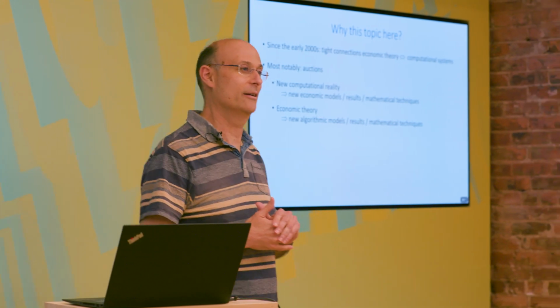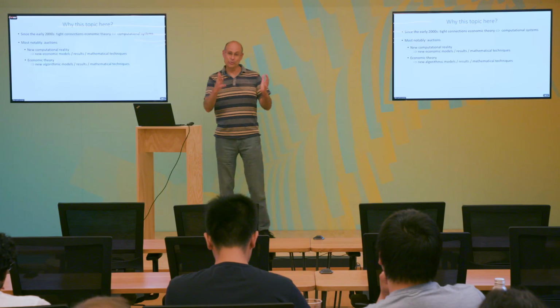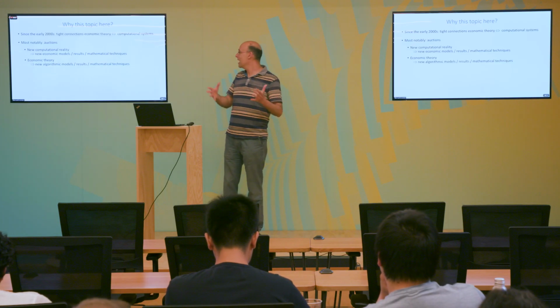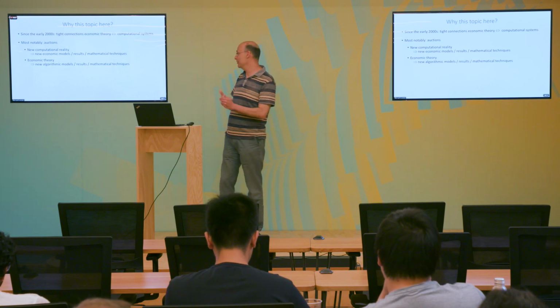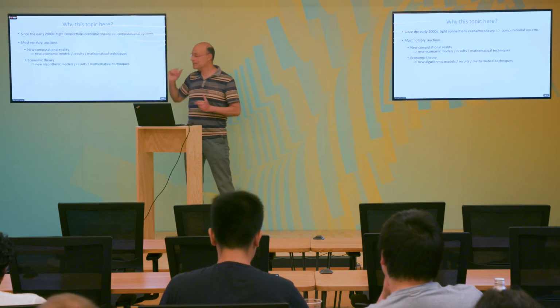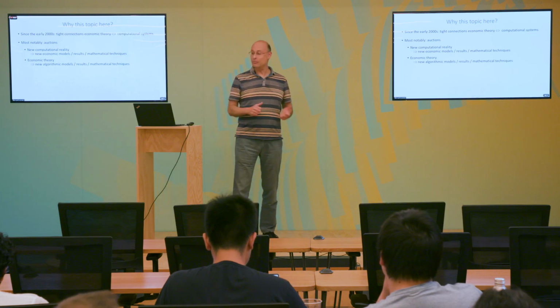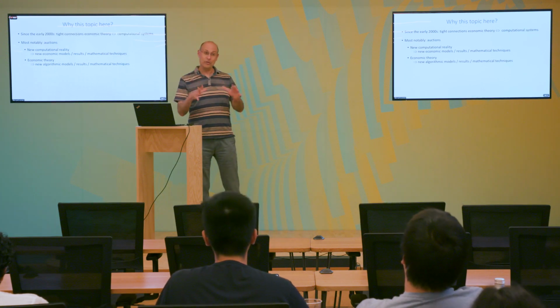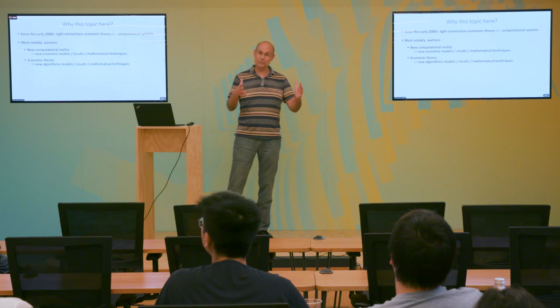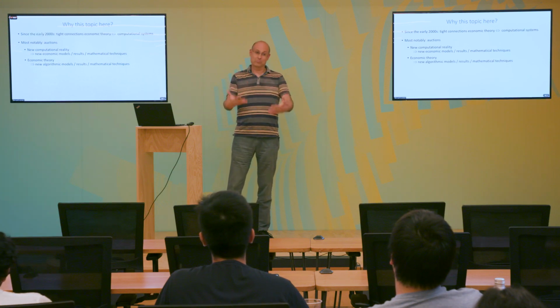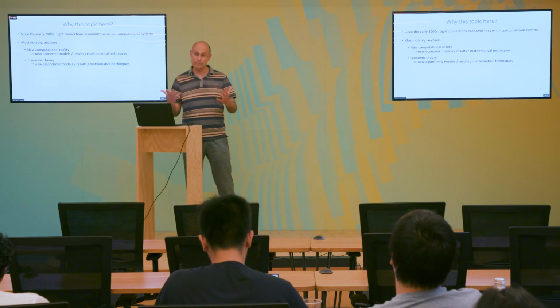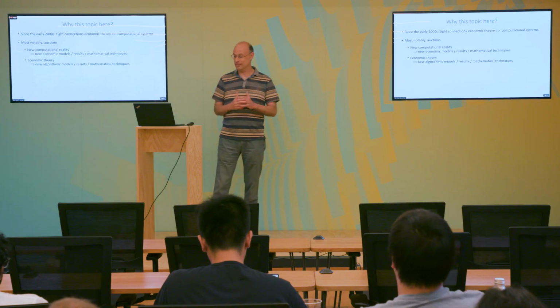So the new computational reality back then, the internet, electronic commerce, all these high-tech companies, created new economic models, results, and mathematical techniques. And there was also the other way around. Economic theory, established models, sparked new algorithmic models, results, and mathematical techniques.